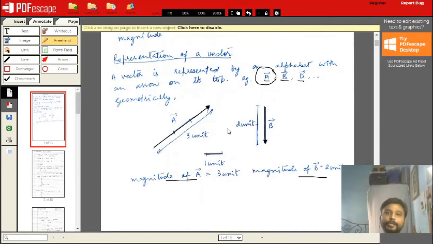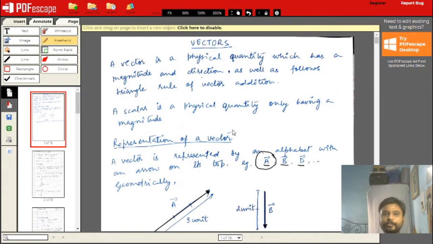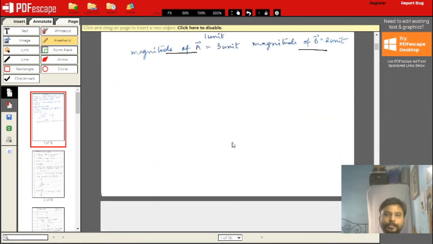So how do we represent a vector? We put a capital letter and put an arrow on top of it. How do we geometrically draw a vector? We draw an arrow, and how long that arrow is shows how big that vector is going to be. Okay, so we have introduced vectors.